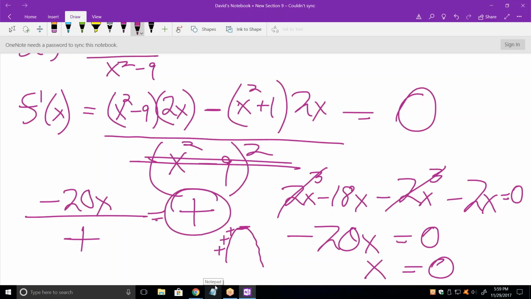Now what is the slopes to the right of 0? They'd be negative. Correct. If I plug in a positive 1 for x, I get negative 20 over a plus sign. So by the first derivative test, I know that that is a relative maximum and it's concave down.